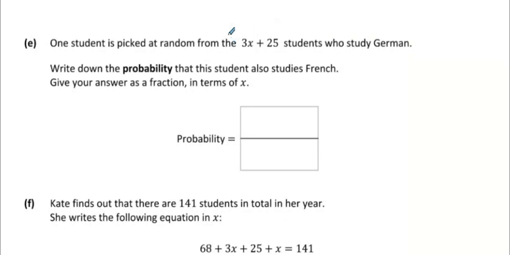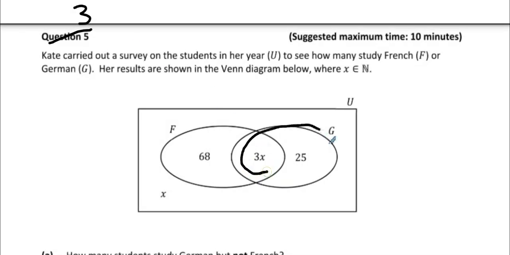All right, guys. Right. One student is picked at random from the 3x plus 25 students who studied German. Write down the probability that this student studies French. So 3x plus 25 would be the amount of students who study German. Is that correct? How many students study German? 3x plus 25. That's how many students study German. Out of that batch, how many of them also study French?